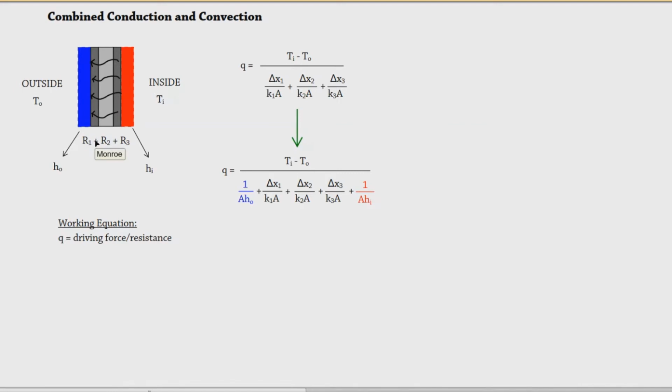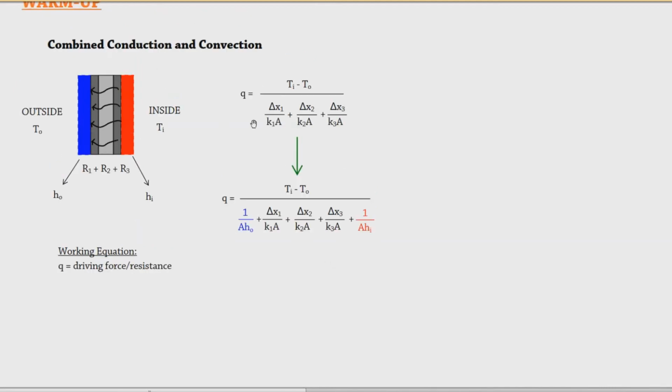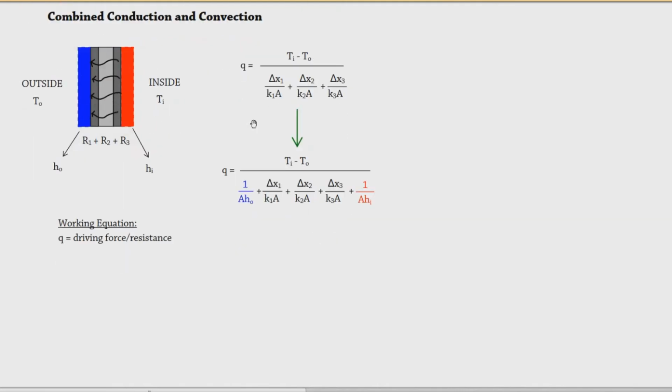But if there's a certain difference, then they should be something like, if we set this as A1, A2, and A3, then A for HO should be A1, and then A for HI should be A3. Okay, so that's just how it goes for combined conduction and convection. It's not that difficult. Just remember that you just have to add these two portions.